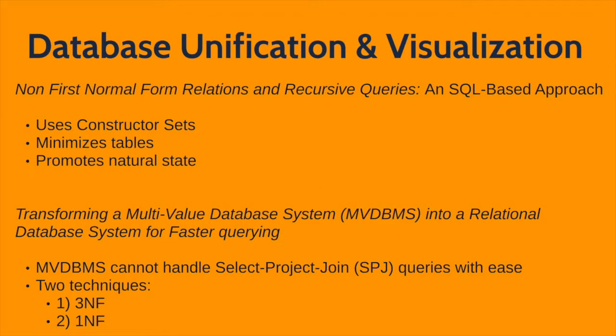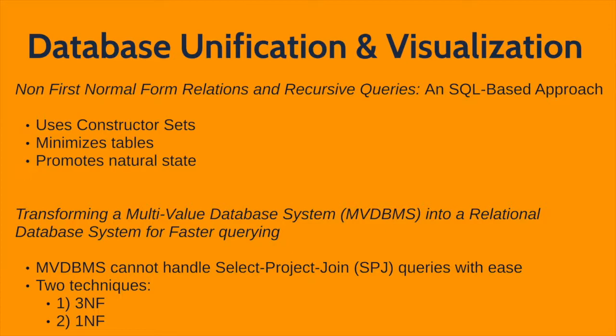First, we conducted research on database unification and visualization. Unifying denormalized data sources into a cohesive database is difficult because relations lack primary keys and include sets of data. One option is to leave tables denormalized and use recursive queries. Using SQL, constructors can nest queries and allow lists and single cells to exist. This will minimize the number of tables and promote a more readable state of the data.